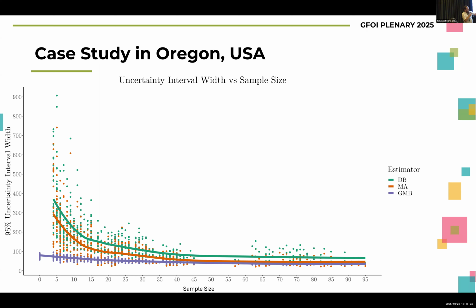So this is my sample size along the x-axis here. You can see when we get into counties that have 60 or more plots within them, we see that these estimates are performing pretty similarly. But then when we start to get to counties where we have quite a bit fewer plots, we can see that the geostatistical model starts to show its benefits.